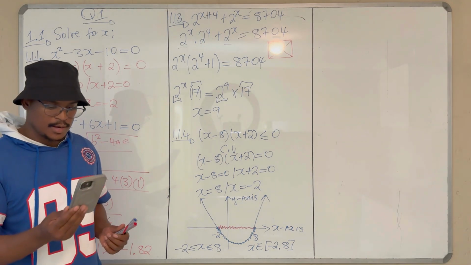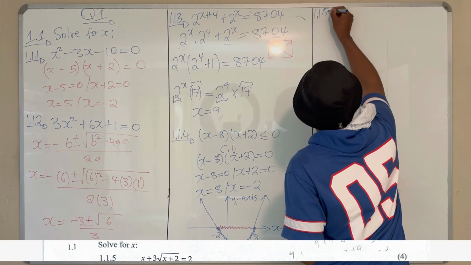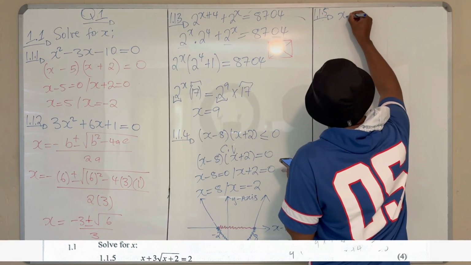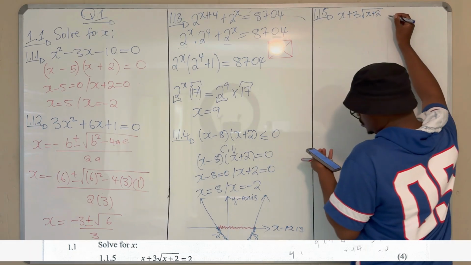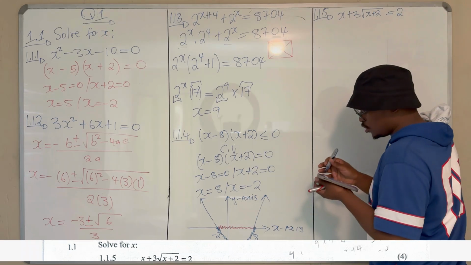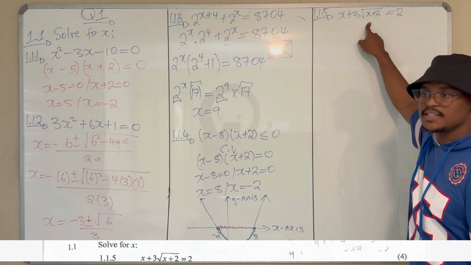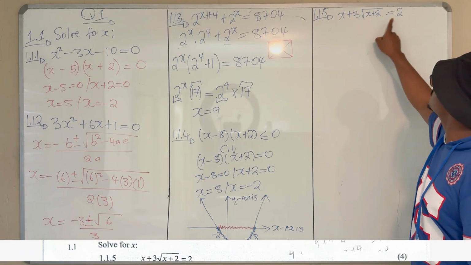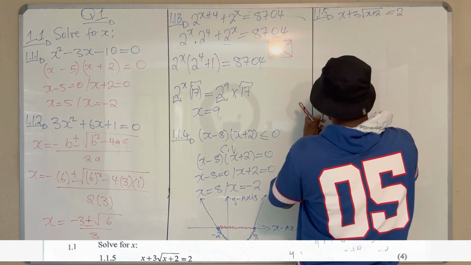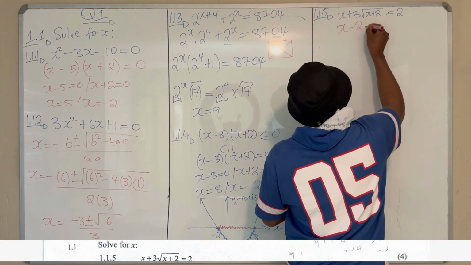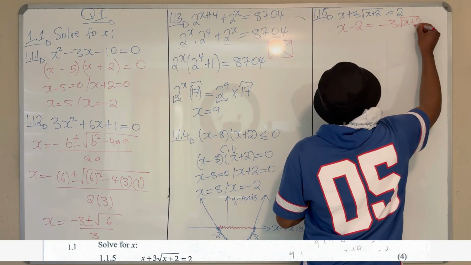Now we move to the last one. So here you are given at 1.1.5 that x plus 3 root x plus 2 equals 2. So you know very well, if you're given something like that, the first thing to do is to isolate the root. The root should be on its own, right? So let's take this 2 to this side and take that root to the other side. The 2 comes this side and becomes negative. So what you have is x minus 2 equals negative 3 root x plus 2. Are you happy with that?